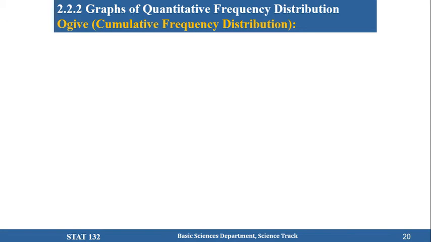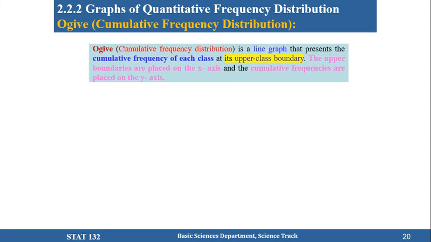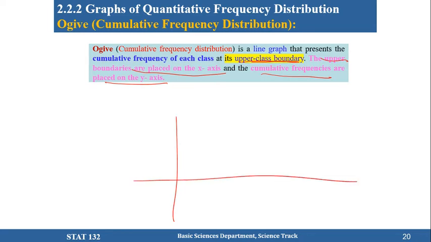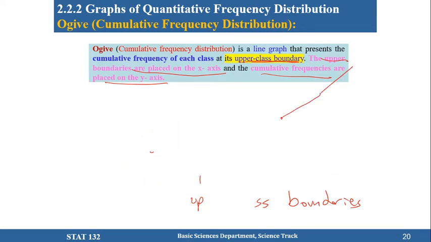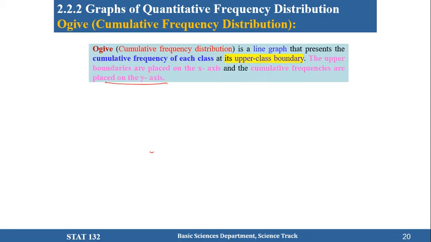Now I'll give the cumulative frequency distribution graph, the ogive. This is also a line graph. It uses the upper class boundaries, which are placed on the x-axis, and the cumulative frequency placed on the y-axis. So we have some grouped data, and we put the upper class boundaries here, and then here are the cumulative frequencies. It will keep increasing, because the cumulative frequency is increasing all the time. So we will have this type of graph.